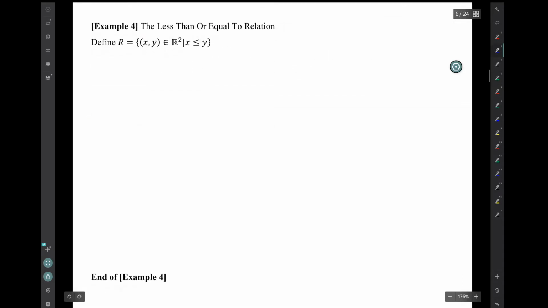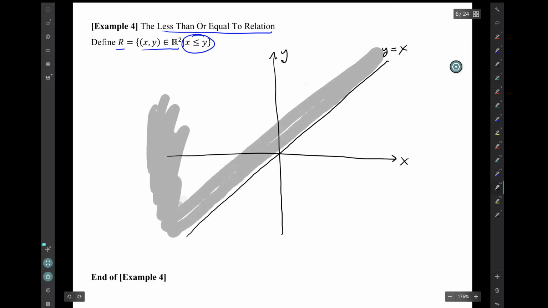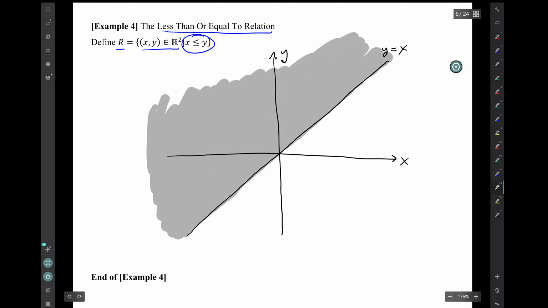Go on. Example 4, the less than or equal to relation, defined this way. R is the set of ordered pairs such that x is less than or equal to y. So I can make a graph of this relation as well. Now we have the same points that we talked about in the previous example. 2 comma 5 is an element of this relation, whereas the point 5 comma 2 is not.